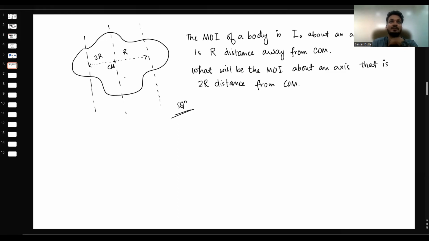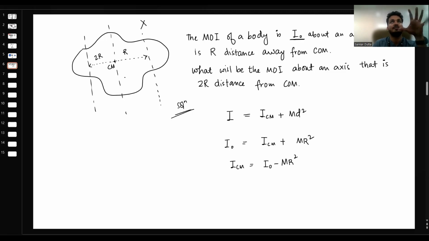So we know the formula I equals I_CM plus m into d squared. Now for the first axis right here, let's call this x, we know the moment of inertia is I naught. So I naught equals I_CM plus m into r squared. From here you will realize that I_CM is actually I naught minus mr squared. Does this make sense, guys? See, in the first segment, the moment of inertia is I naught about an axis that is r distance away from the center of mass.